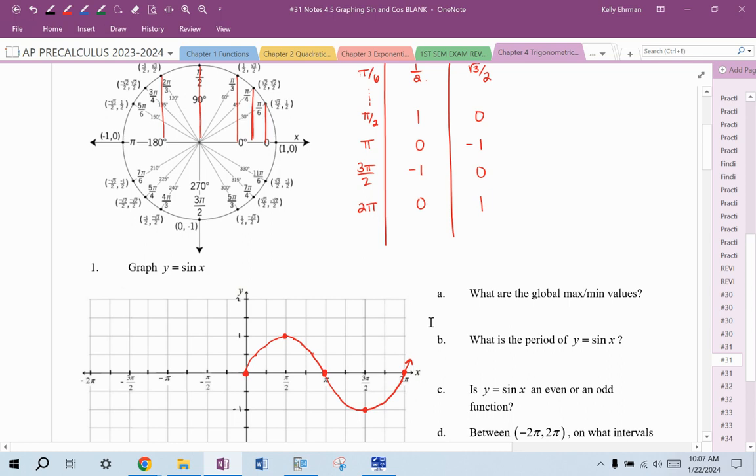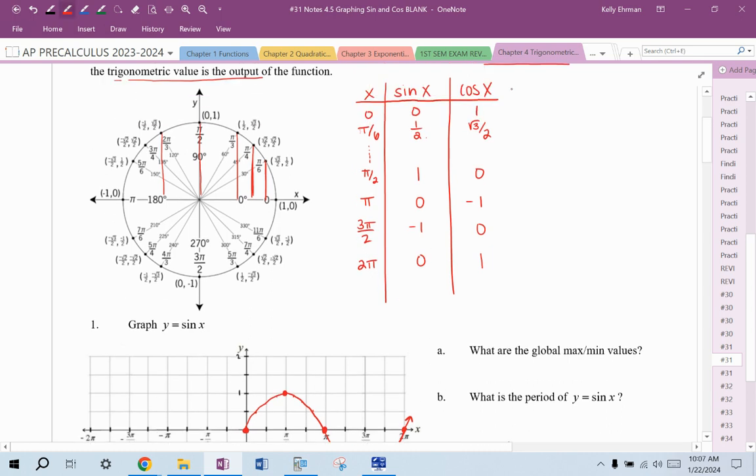And what if we wanted to go in the negative direction? What about negative pi over 2? Well, negative pi over 2, you're down at the bottom of the circle, so sine is -1, cosine is 0. Negative pi, you're still at pi, sine is 0, cosine is -1.